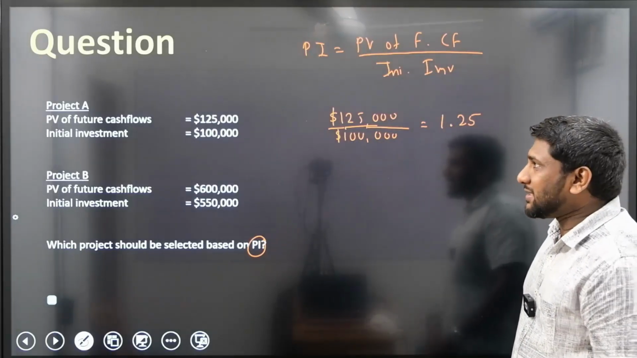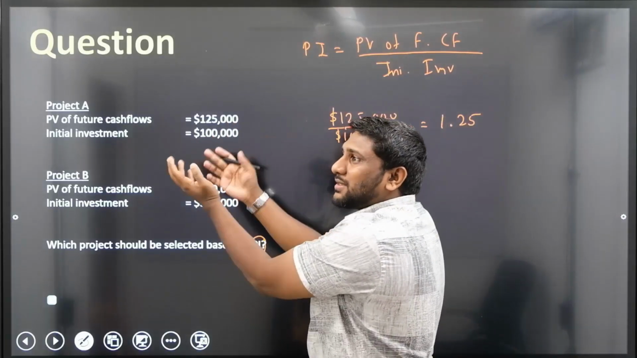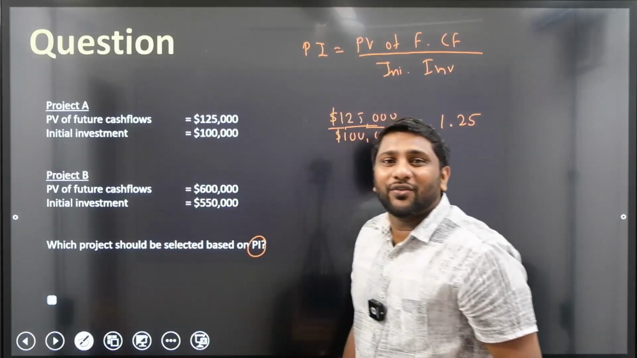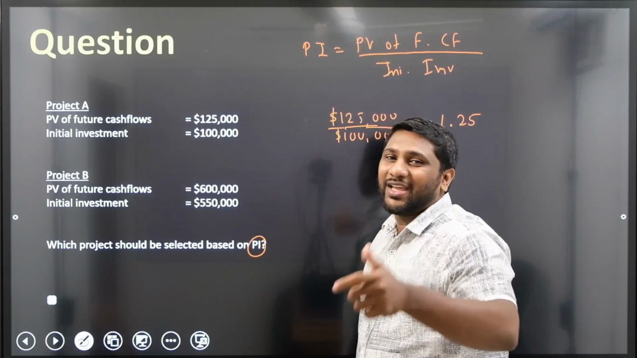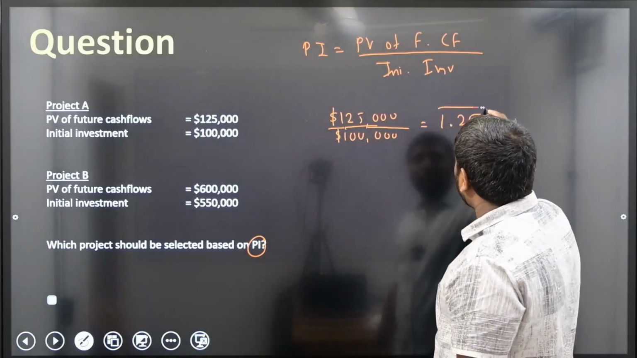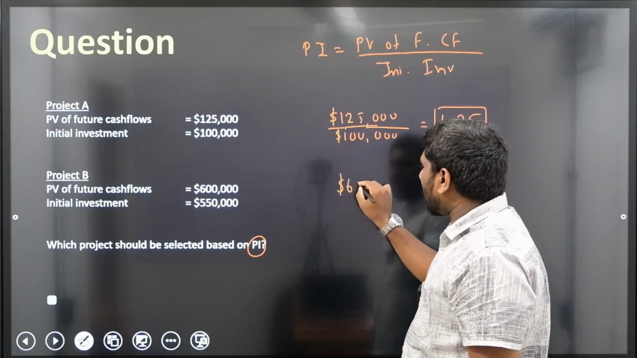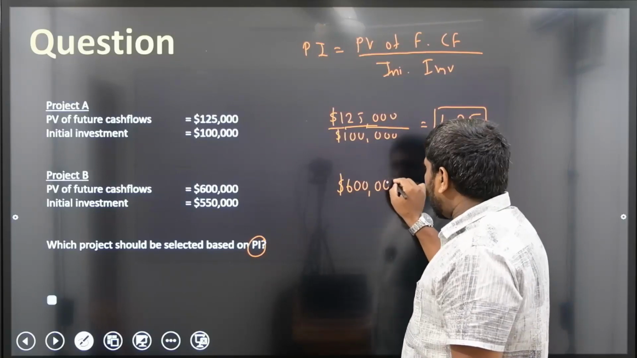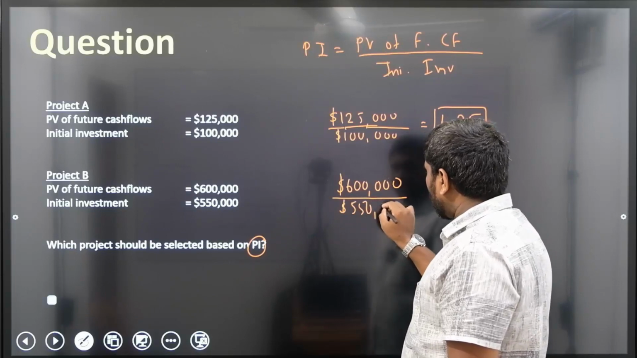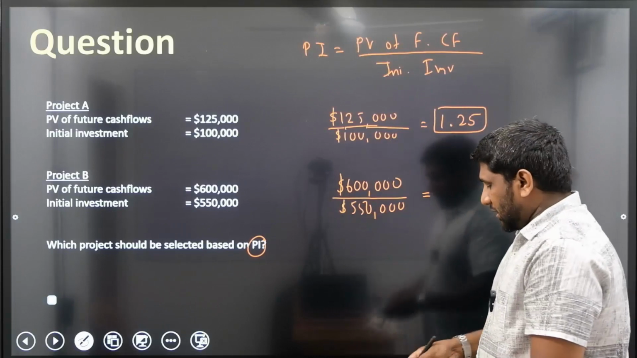NPV is positive. Obviously, here see, initial investment is 100,000. Investment is a negative one. Present values of future cash flows 125,000. So this will lead to an NPV of how much? Plus 25,000. So here I am getting an answer of 1.25. Let's do it for the project B also. Project B 600,000 and initial investment is how much? 550,000. Then how much is the profitability index that I am getting?